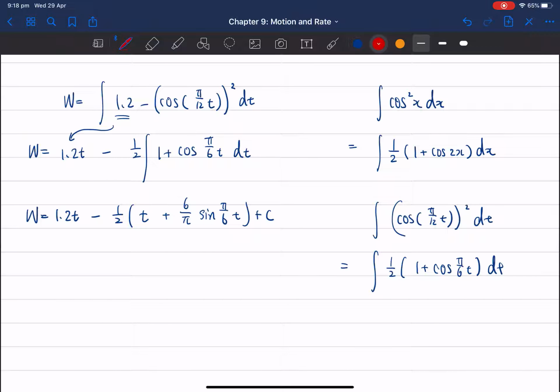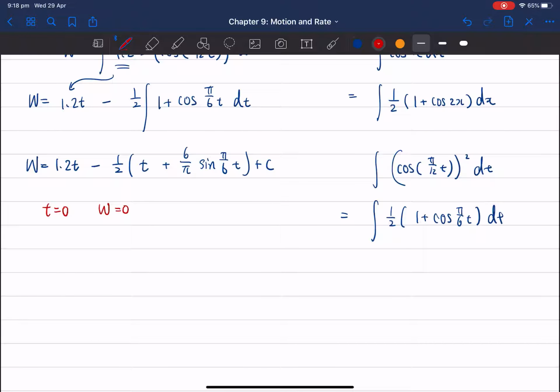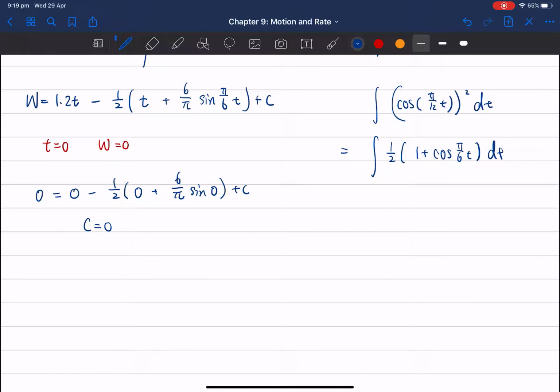Alright, when t equals 0, w equals 0. So let's substitute everything in to work out what c is. 1.2 times 0 is equal to 0, minus half bracket 0 plus 6 over pi sine 0. And we know sine 0 is equal to 0. So everything is equal to 0, which means c is equal to 0.